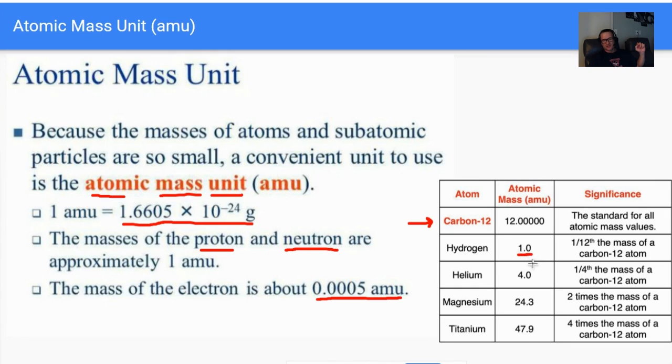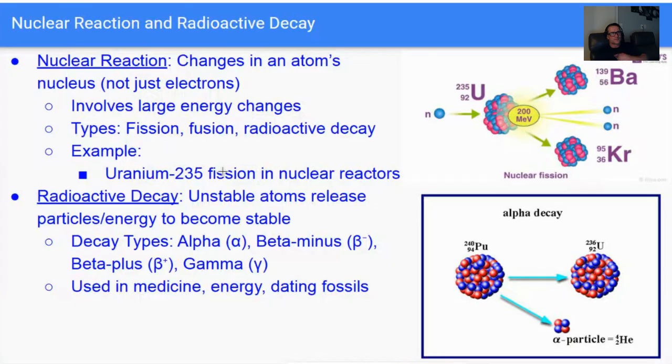You can see hydrogen here. Its atom is the smallest of all elements because its AMU is 1. And most hydrogen on Earth, over 99%, doesn't have any neutrons. It's just got 1 proton and 1 electron. All right, so that's the atomic mass unit.